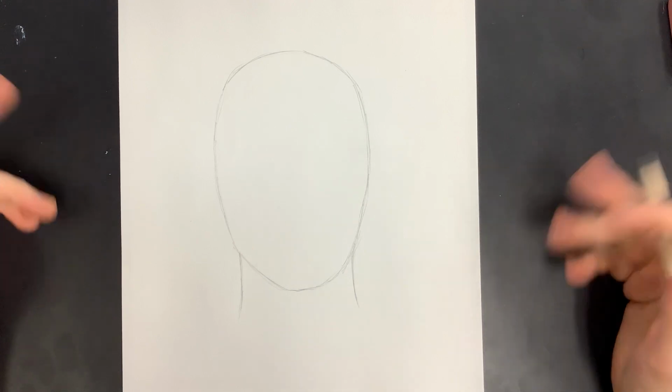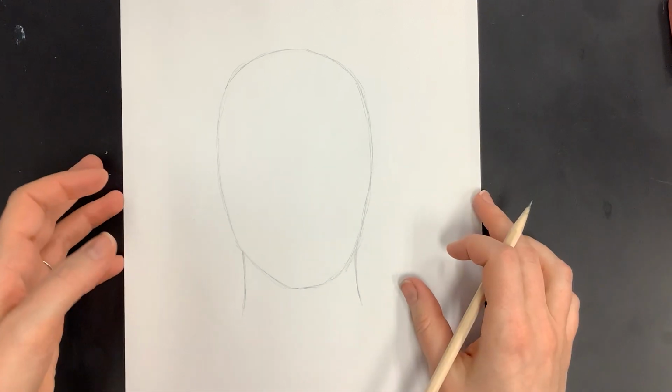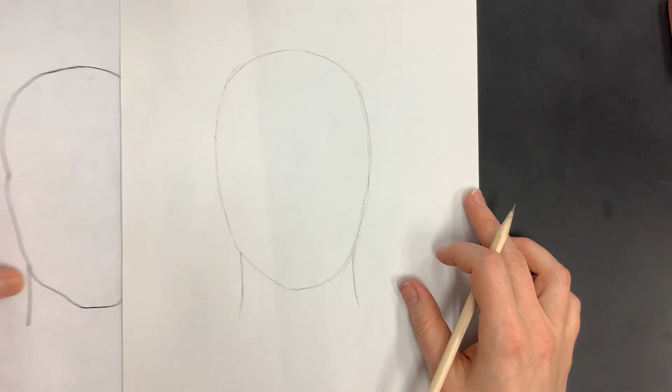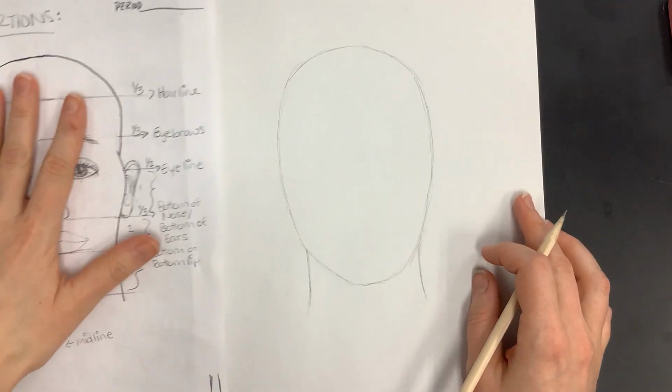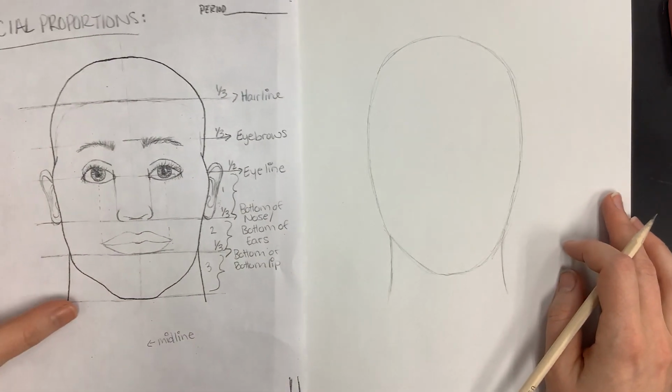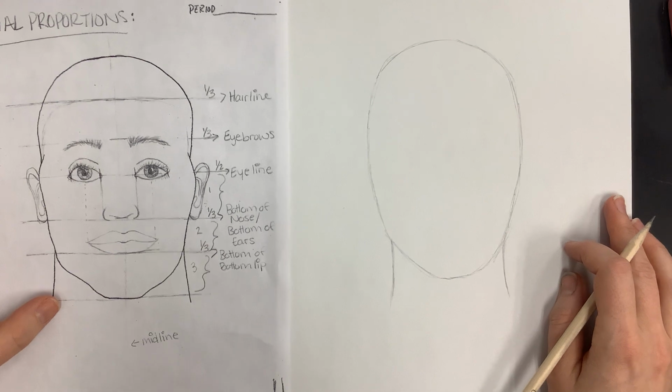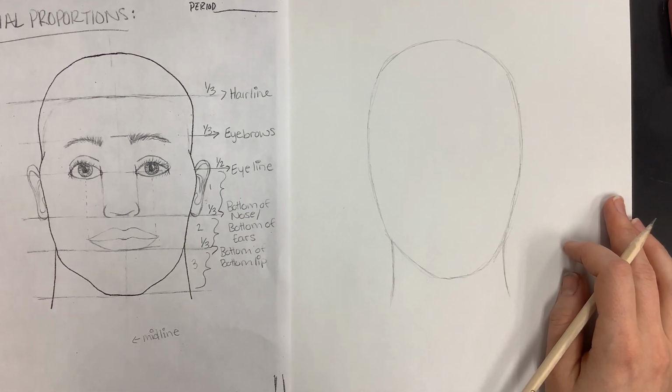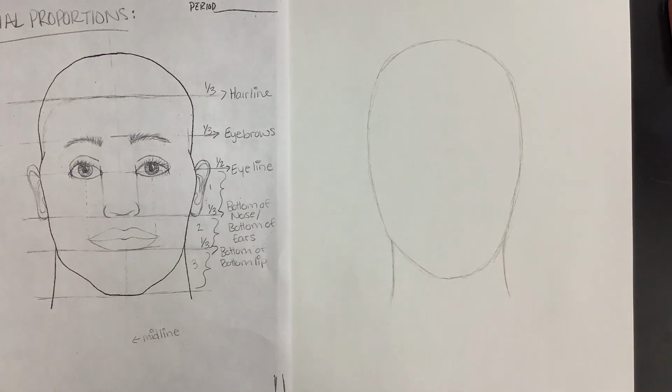Okay. Now that I have that part done, I don't need to trace this bottom worksheet anymore, so I can pull it out and move it off to the side here so that I can use it to copy and follow along with. So the first thing that we're going to start doing is breaking the head up into simple sections.